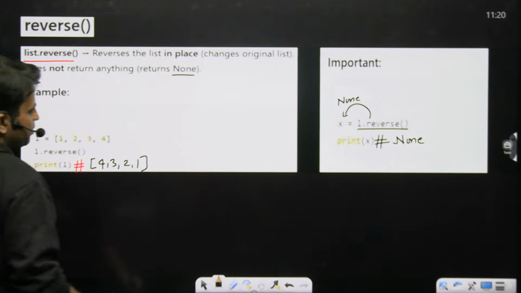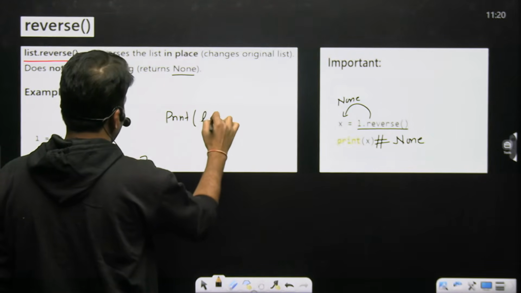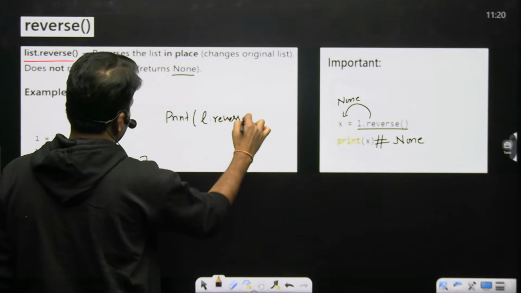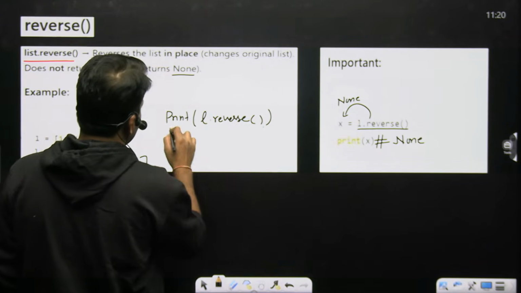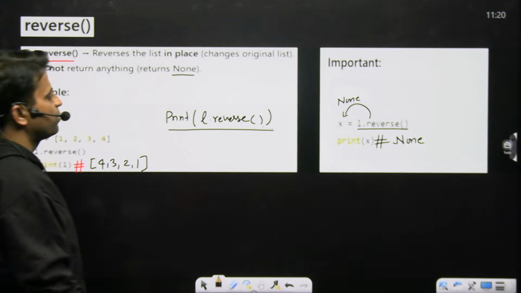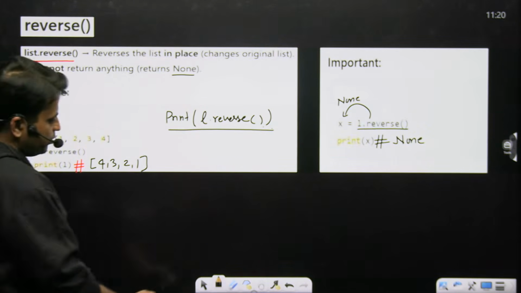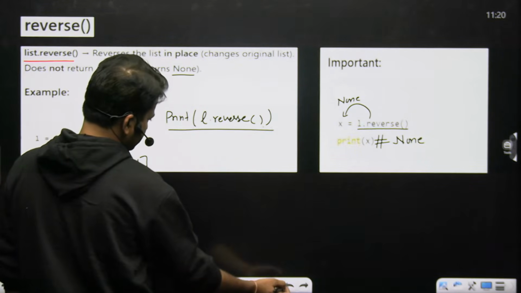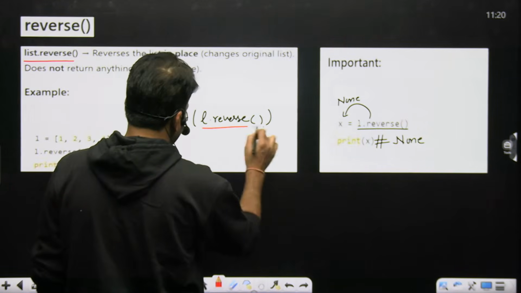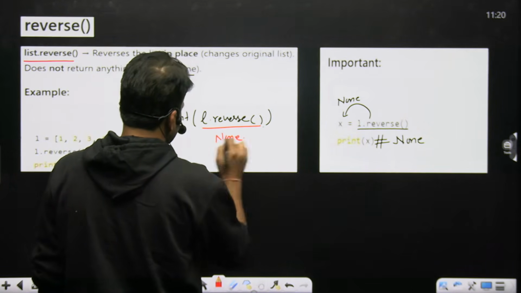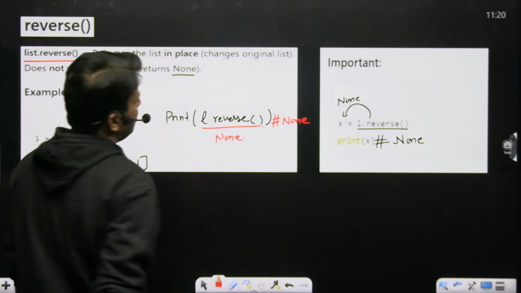None, and after this when you print x, it is None. Similarly, sir, if you print L dot reverse, what does it print, student? This is also None, because it returns what, student? None. So basically you are printing None here too.